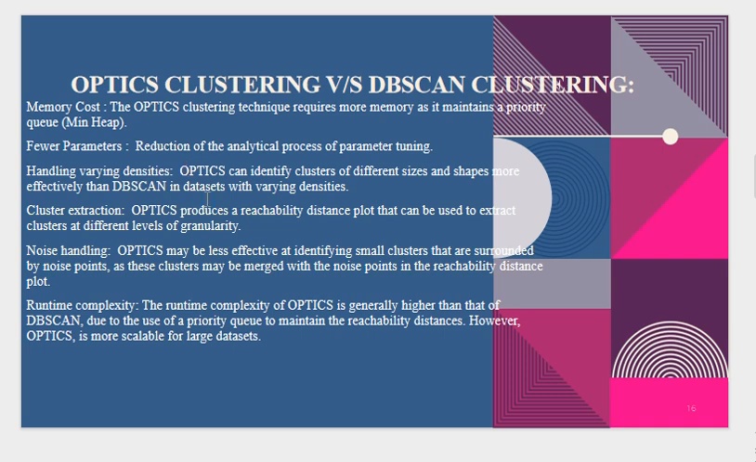In the OPTICS algorithm, some level of understanding or information can be obtained, as you can extract clusters with different levels of granularity, meaning an increased or decreased set of data points. And when it comes to noise, the OPTICS algorithm is very less effective in identifying clusters with noise. DBSCAN is also a little bit less effective.